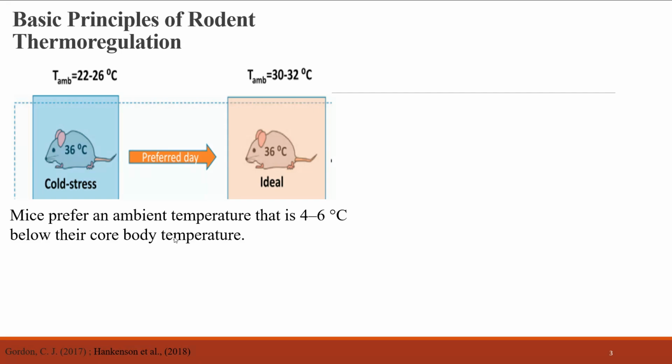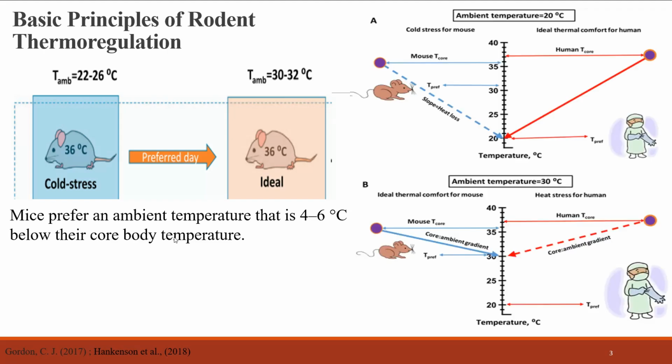For example, if the core body temperature of the mice is around 36 degrees, the preferred ambient temperature is around 30 to 32 degrees. However, in most vivariums, mice are maintained at an ambient temperature ranging from 22 to 26 degrees. This indicates that the mice are experiencing cold stress even before they undergo general anesthesia in a research program. The reason for such a cool ambient environmental temperature in most vivariums is human comfort.